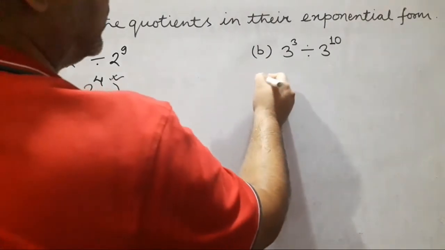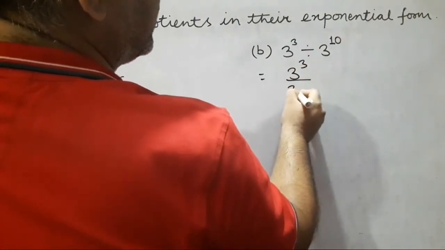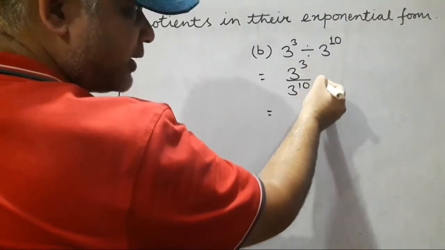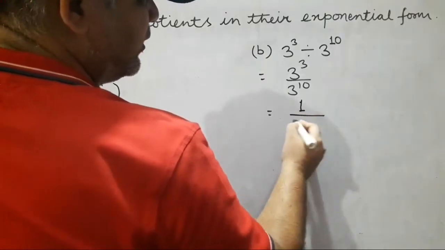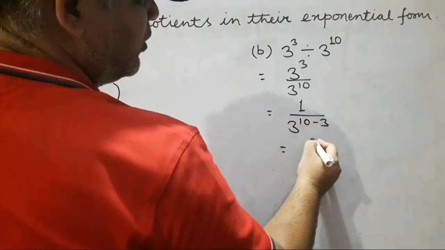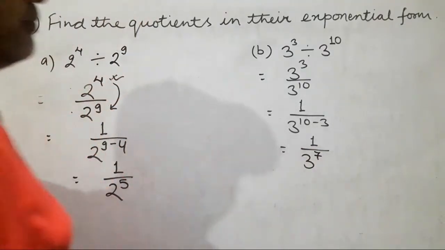Similarly, let us see this question. It can be written as 3 power 3 by 3 power 10. Now this power shall be subtracted from power 10. 1 by 3 power 10 minus 3 equal to 1 by 3 power 7.